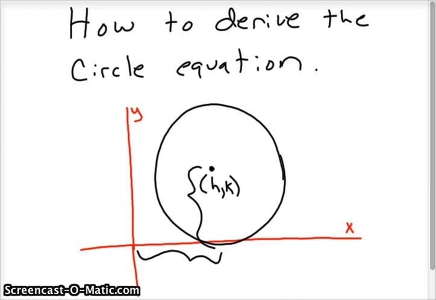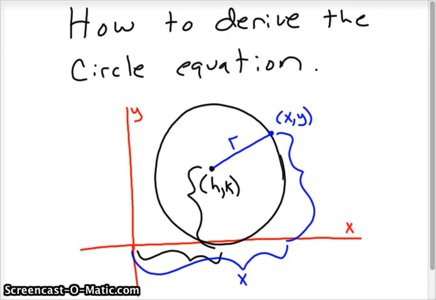And then we made a radius of some length. Let's call it r for radius. And it touches the circle at (x, y), anywhere on the circle. You could draw it anywhere. And so this point over there is x to the right and y up, and it's on the circle.